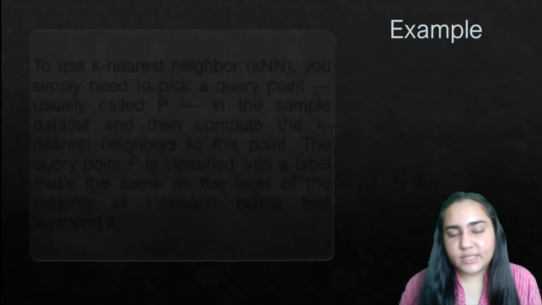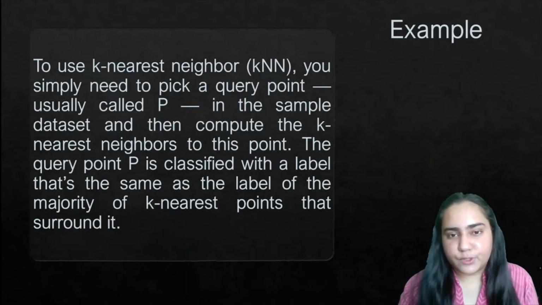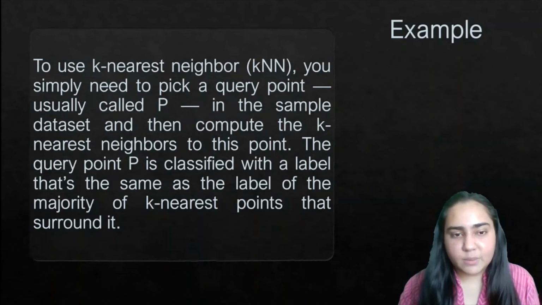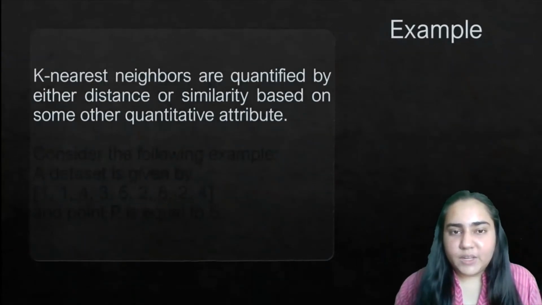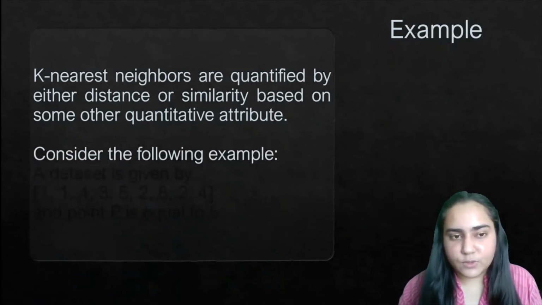Let's understand k nearest neighbor with an example. So first of all, to use this, you just need to pick a query point, also called P, in a sample data set, and then compute the k nearest neighbors to this point. The query point P is classified with a label that's the same as the label of the majority of k nearest points that surround it. So k nearest neighbors are quantified by either distance or similarity based on some other quantitative attribute. So just like we did in average nearest neighbor, it is almost the same way.